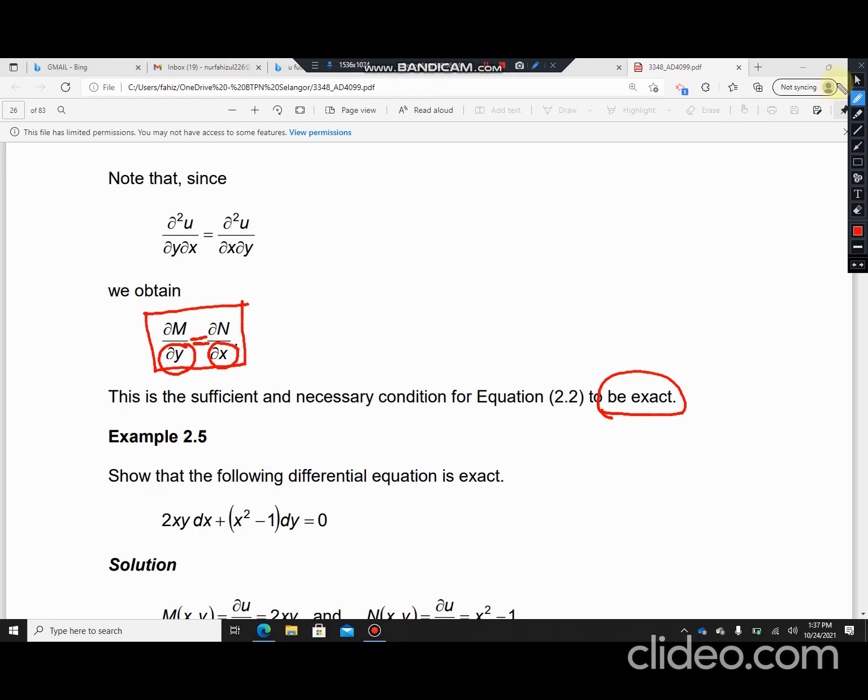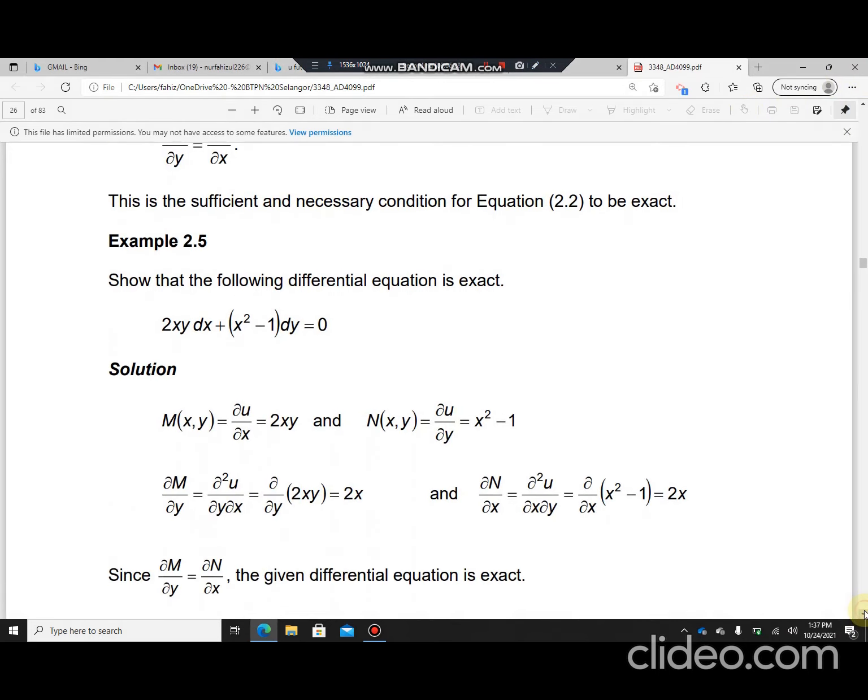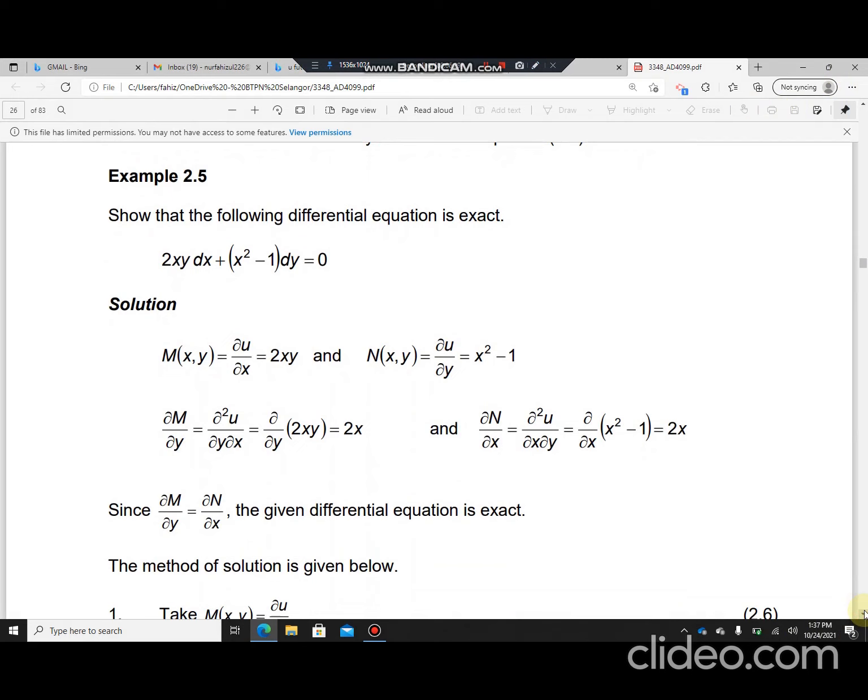Okay, so untuk fahamkan lagi macam mana nak solvekan exact differential equation, let's start with example 2.5. In this example, show that the following differential equation is exact. How to show that this differential equation is exact?